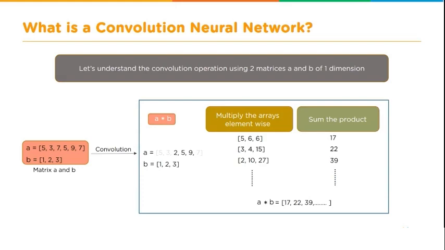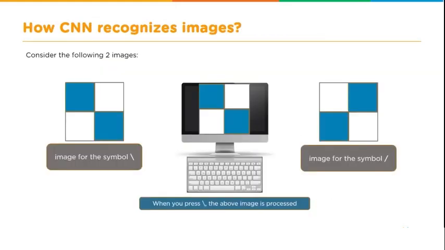Let's go ahead and flip over again back to our images. Here we are back to our images. Talking about going to the most basic two-dimensional image you can get to. Consider the following two images. The image for the symbol backslash. When you press the backslash, the above image is processed. And you can see there the image for the forward slash is the opposite. So when we click the forward slash button, that flips. Very basic. We have 4 pixels going in. Can't get any more basic than that.